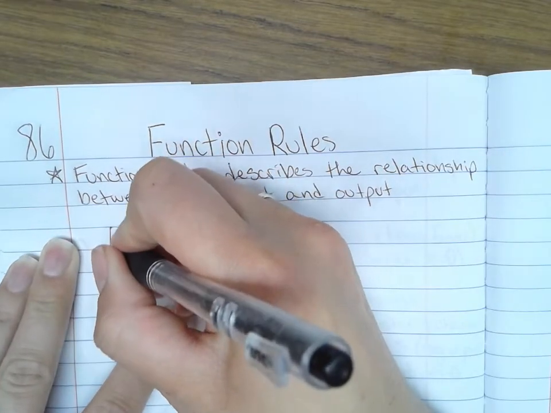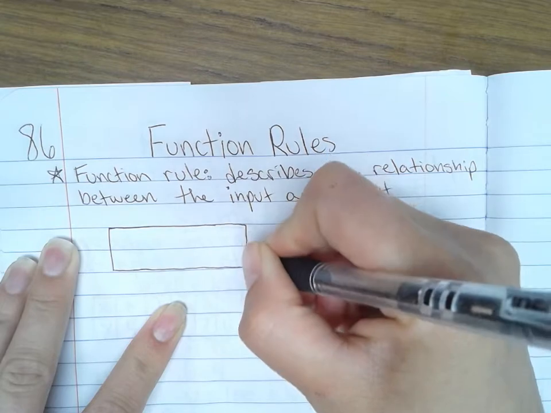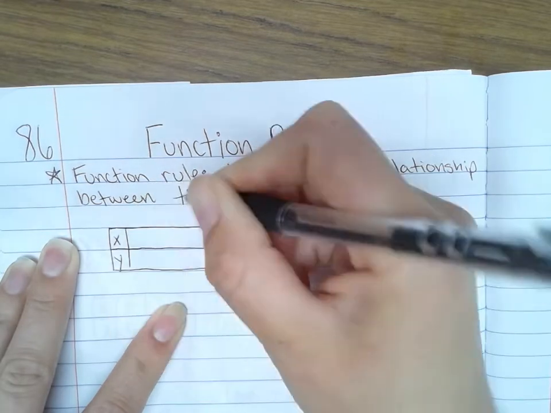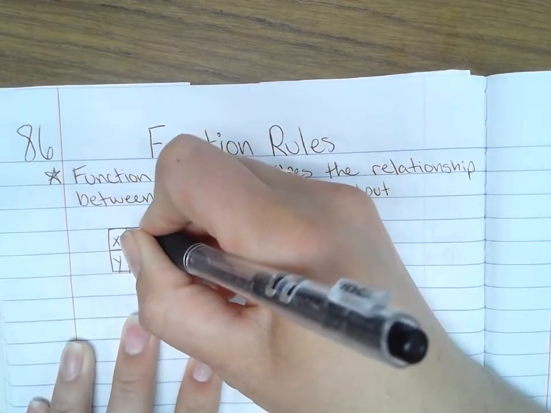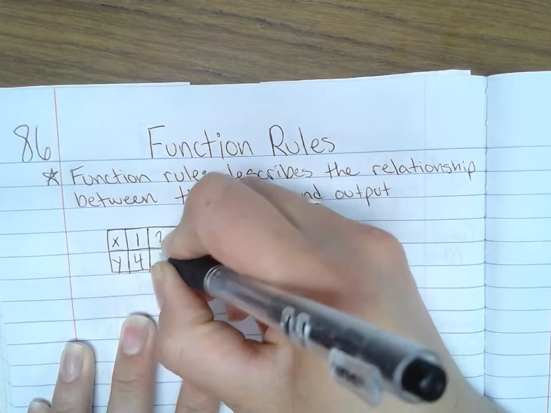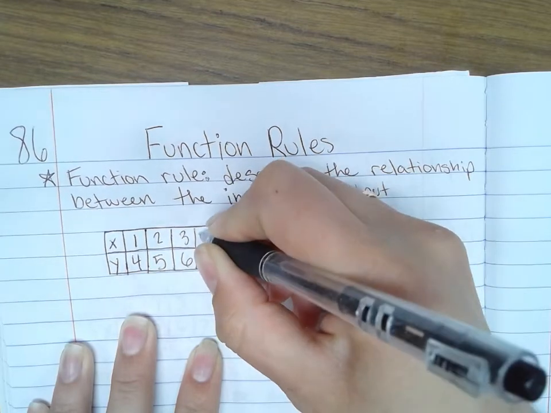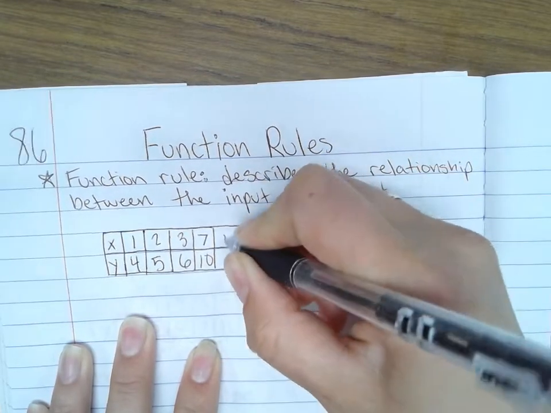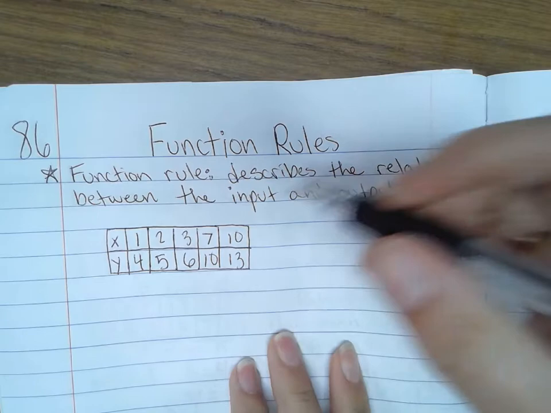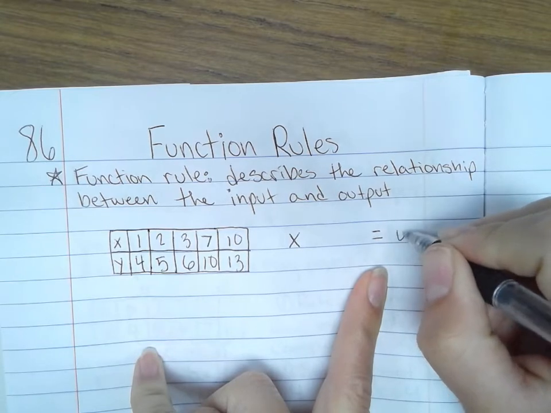So let's start with this example. If we're given x and y, x is going to be our input, y is going to be our output. Let's see, we have these numbers: 1, 4, 2, 5, 3, 6, let's do 7, 10, and 10, 13. So looking at this, we're trying to figure out what's happening to x to get y.